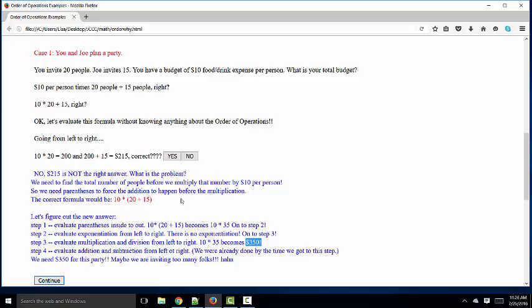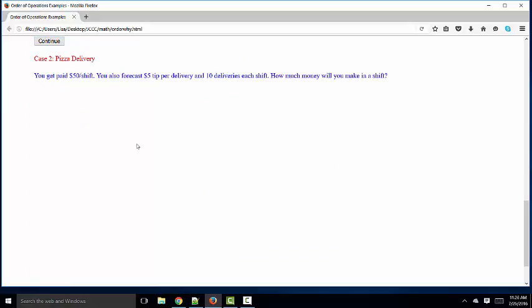Let's take one more quick example. Pizza delivery. You get paid $50 per shift. You also forecast $5 tip per delivery and 10 deliveries each shift. How much money will you make in a shift?